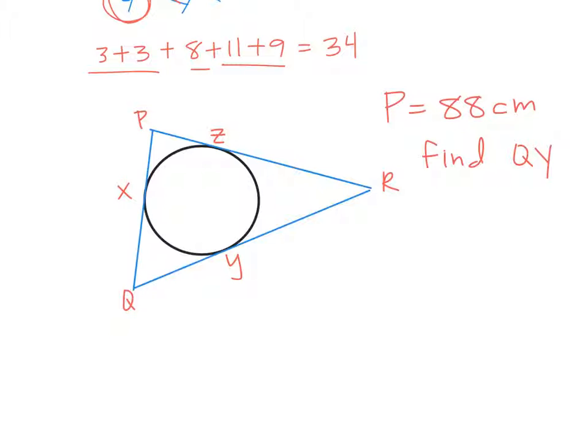Okay, find the length of QY. So what we're looking for right now is this segment. How long is that segment going to be? Okay, that's our unknown. We know the perimeter. We know that this piece PX is 15. And we know that ZR is 17. Sorry, that's not drawn to scale.